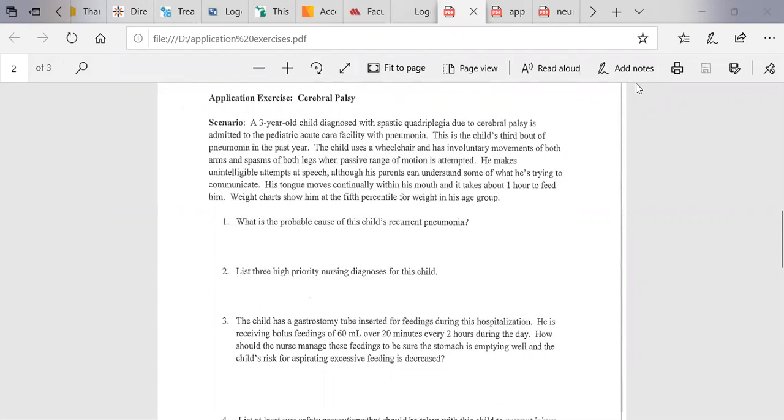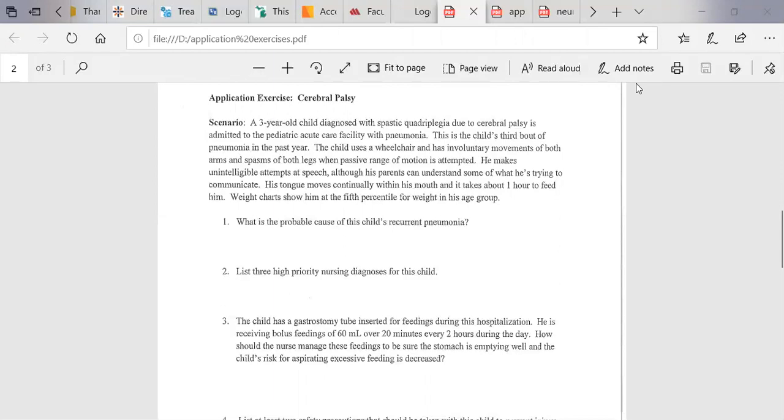All right, the first thing that I'm going to talk about is cerebral palsy. You can see our scenario here. We have a 3-year-old child diagnosed with spastic quadriplegia due to cerebral palsy. They're admitted to the pediatric acute care facility with pneumonia. This is the child's 3rd bout of pneumonia in the past year.